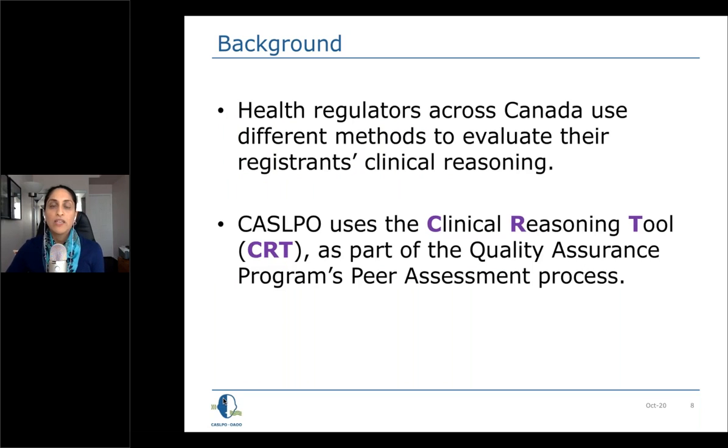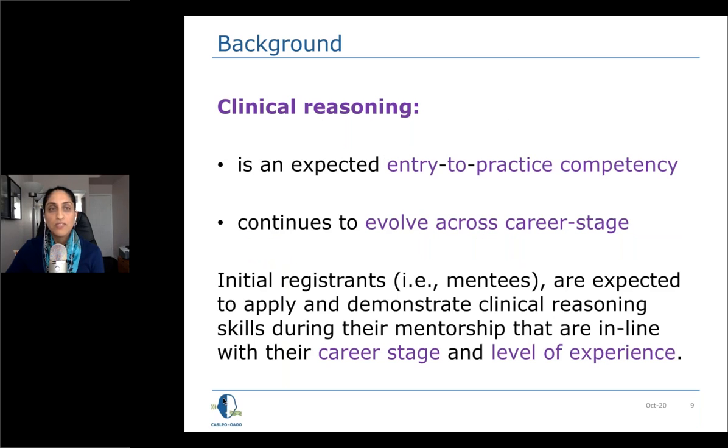We know that health regulators across Canada use different methods to evaluate their registrants' clinical reasoning. For CASLPO, we use the clinical reasoning tool as part of the quality assurance program's peer assessment process. Clinical reasoning for our professions is an expected entry to practice competency. And it's also a skill that continues to evolve across the career stage.